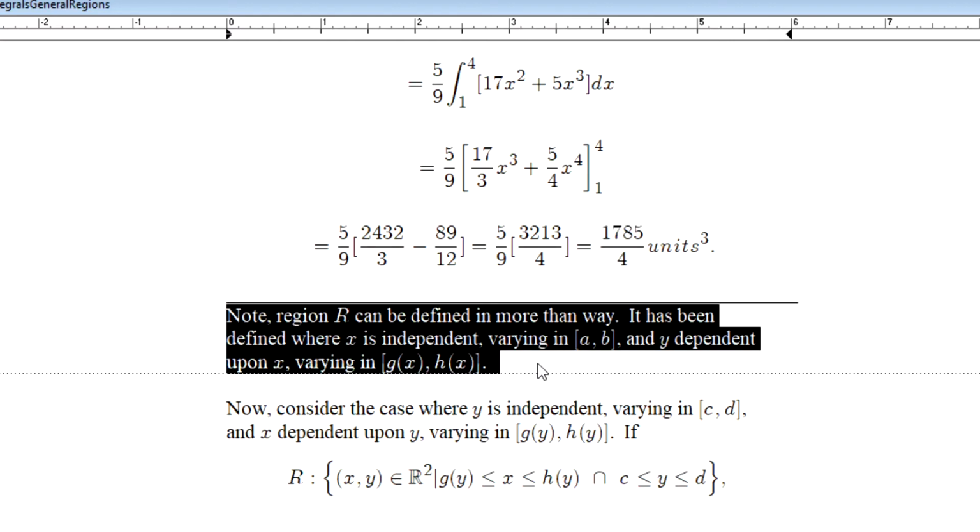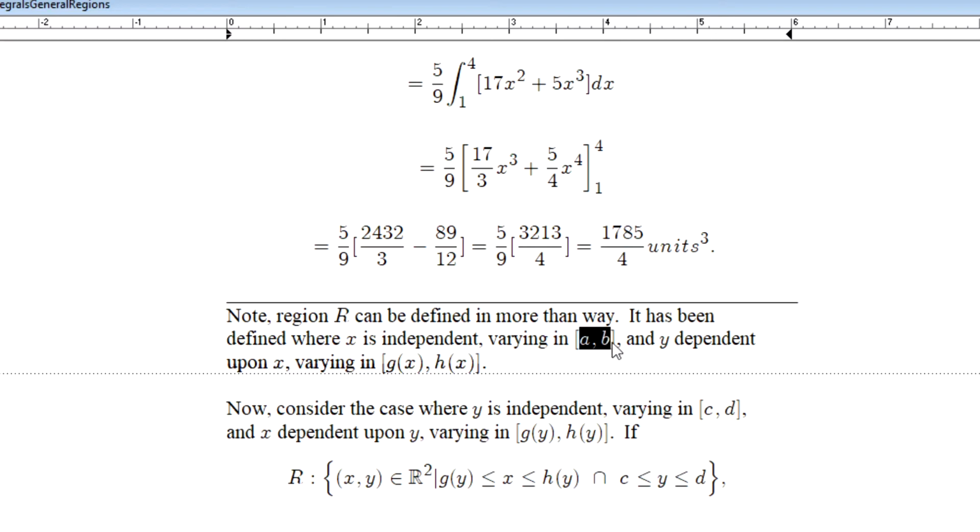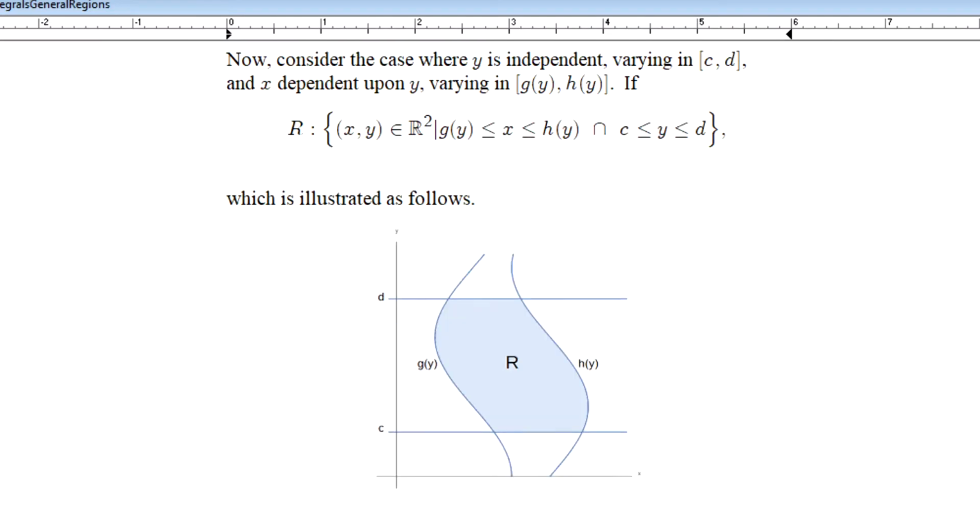As I noted off screen, region R can be defined in more than one way, right? It has been defined where x is independent, varying in this closed interval from a to b, and y dependent upon x. What we're now going to consider doing is changing the dependency in our relationship. We are now going to consider the case where y is independent, varying in the closed interval from c to d, and x being dependent upon y, where x now is going to vary between these functions of y.